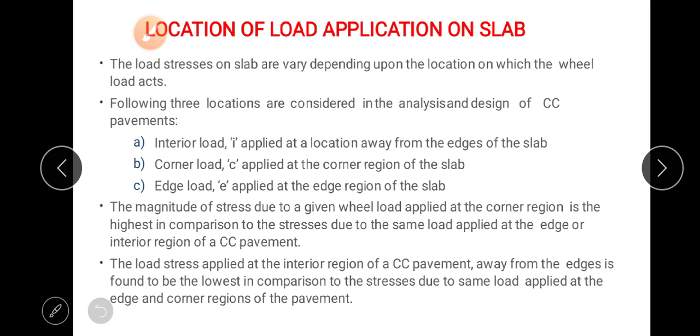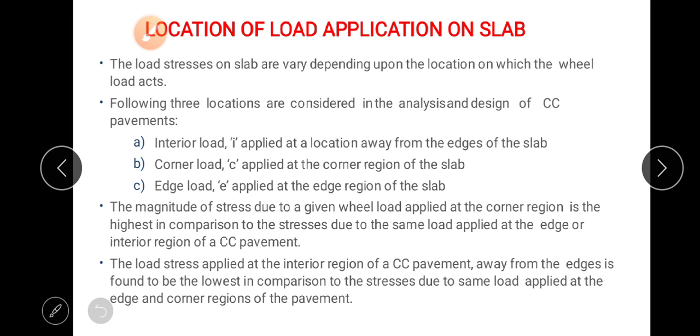The magnitude of stress due to a given wheel load applied at the corner region is the highest in comparison to the stresses due to the same load applied at the edge or interior region of a cement concrete pavement. So it has been observed by the engineer Goldbeck that the maximum stress develops at the corner, and failure also usually takes place from the corner itself, rather than the edges and interior.